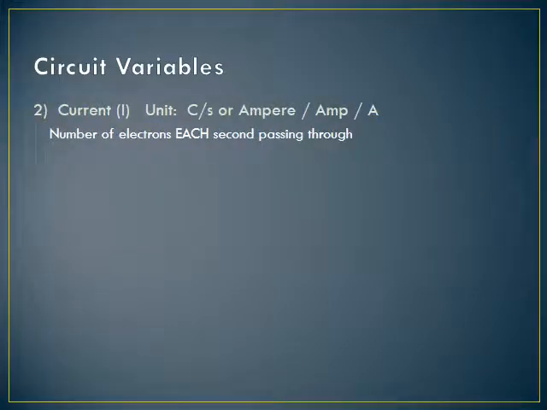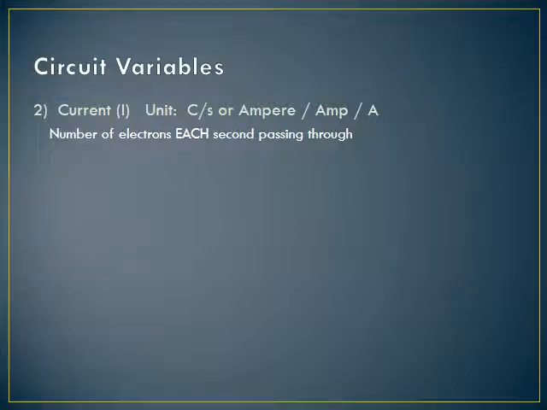The second variable that we use when talking about circuits is current, and for some reason they use the symbol I to represent current. The units of current are coulombs per second, otherwise known as an ampere, which is sometimes abbreviated amp or just capital A.